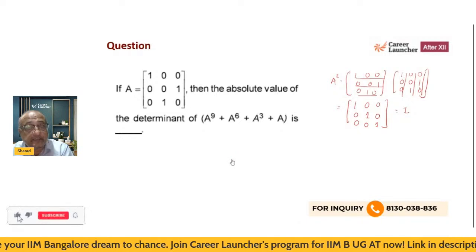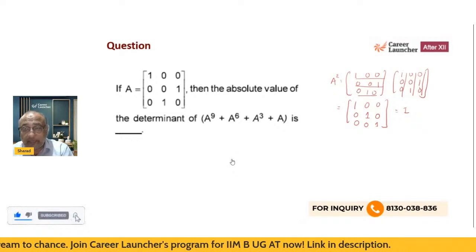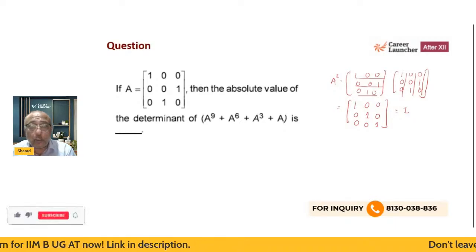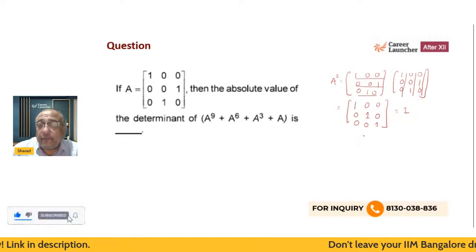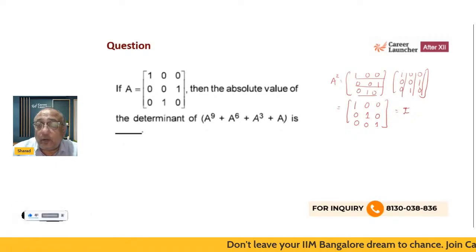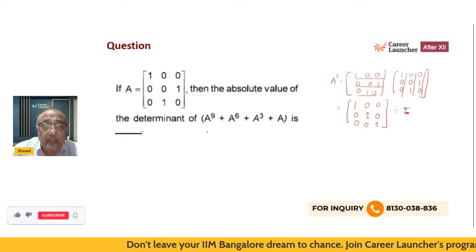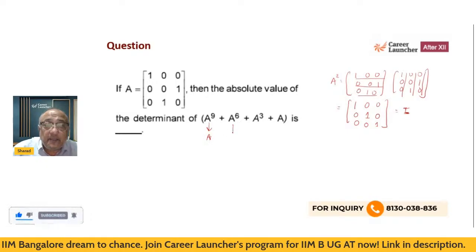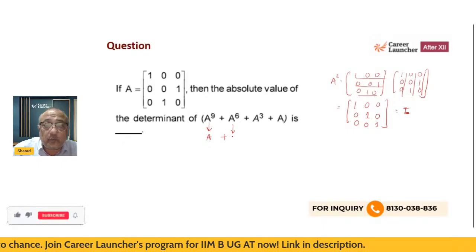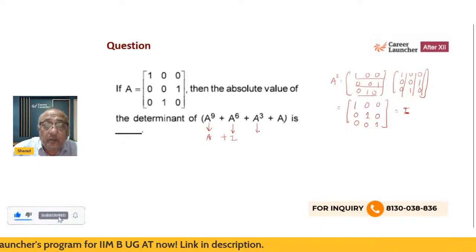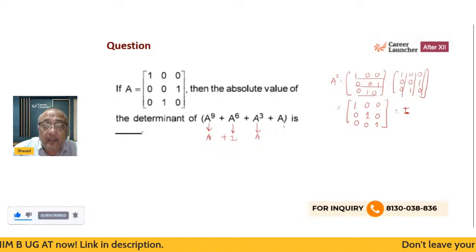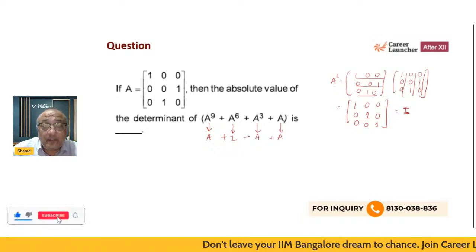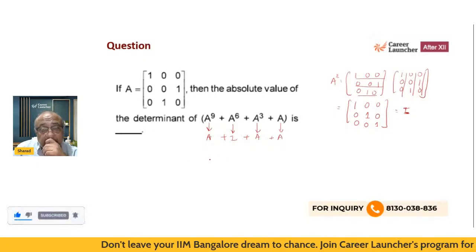Anyone who would have solved this? 27, minus 73? No, no. Have you got, all of you, that A square is equal to I? If A square is equal to I, then A raised to power 6 will become I, A cube will become A, and this will remain A. Right?